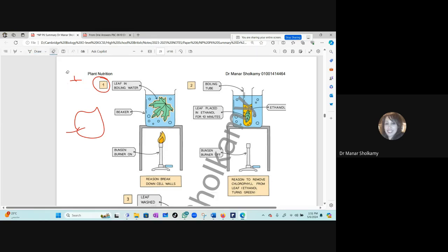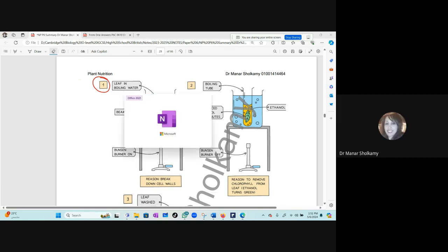Who will remind me? Doctor, how are we testing for starch if we just removed all of the starch? Habibti, didn't we put the plant through a particular investigation? One minute, I have to answer a question. Didn't we put the plant through a particular investigation after destarching? Yes, my dear.